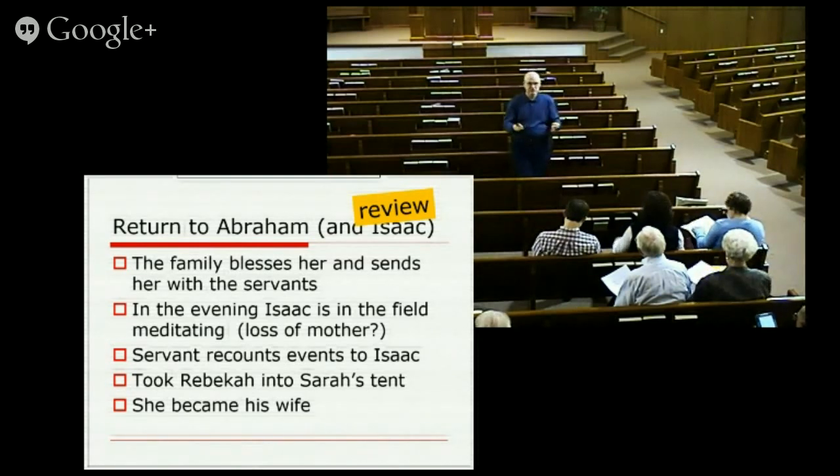So the family blesses her, sends her and her handmaid back with them. They get back then to the homeland. Isaac's out in the field meditating. Don't know how long it's been since Sarah died, but he's still having some thoughts about that apparently. But he takes her into his mother's tent. She becomes his wife, and we talk about the phrase, and he loved her.